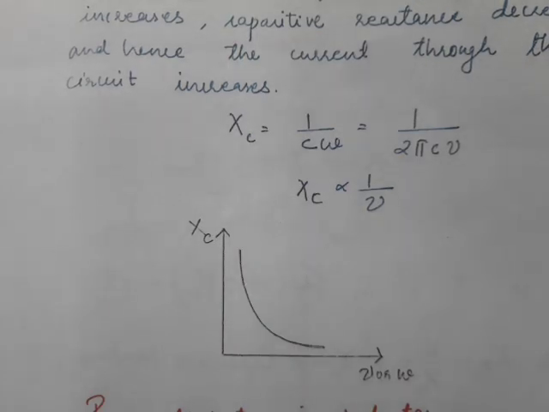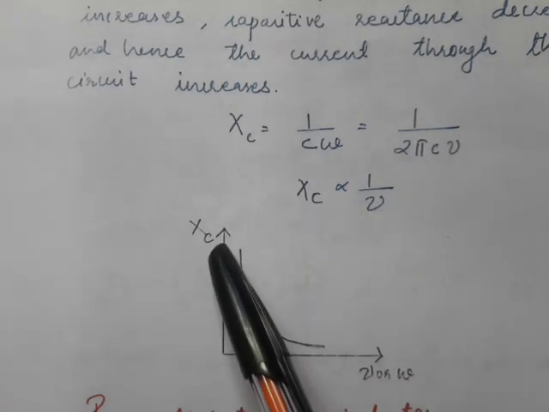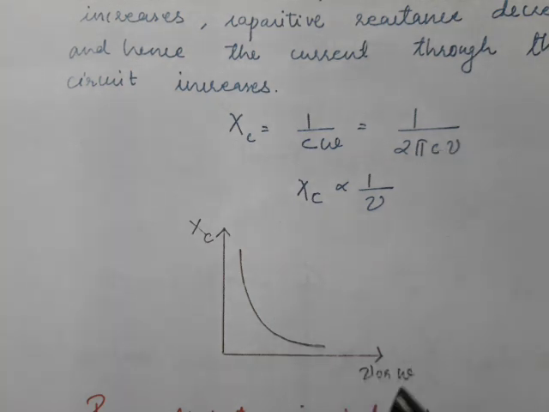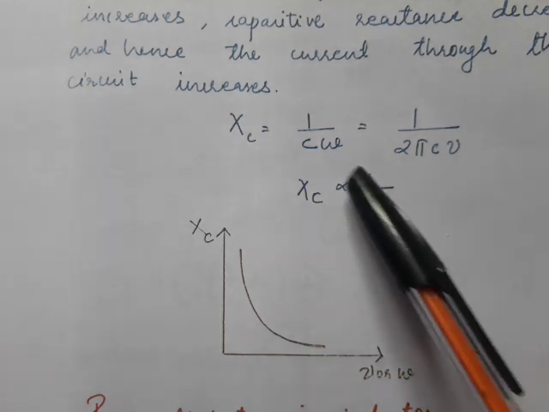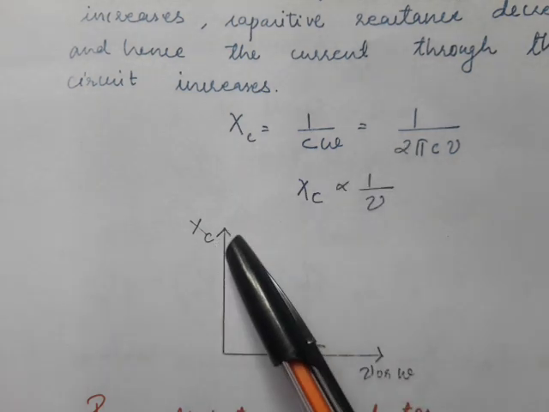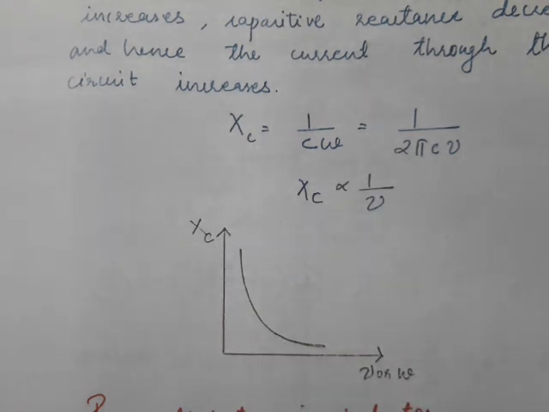If we plot a graph between capacitive reactance Xc and the frequency omega or nu, we said the capacitive reactance and the frequency are inversely proportional, so it should be a decreasing graph. So that's all about how AC behaves with inductor, capacitor and resistor separately.